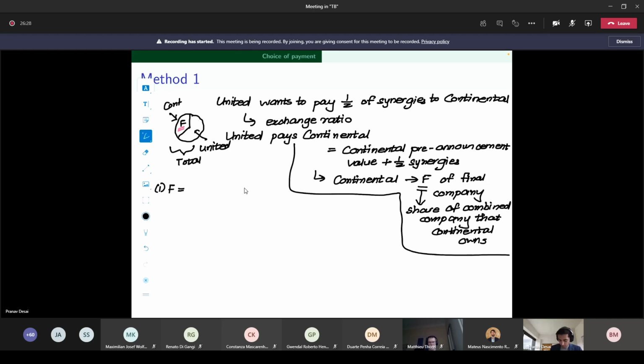So F should be the amount that United pays to Continental. Let me just say New Continental. Okay, so that's New Continental divided by the combined company. Actually, let me refer to this as payment. That will make it clearer.